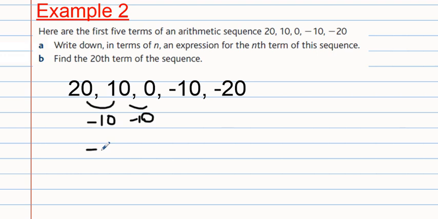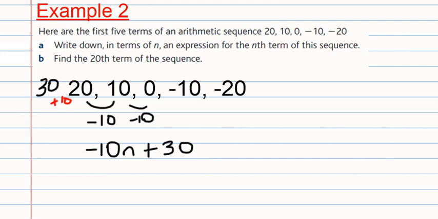The nth term always starts with the rule. Because it's minus 10, so minus 10n. So we need a 0th term, the term before this. Because we are subtracting 10 this way, we have to add 10 to the first term. So 20 plus 10 is 30. So it means the 0th term is 30. So plus 30.